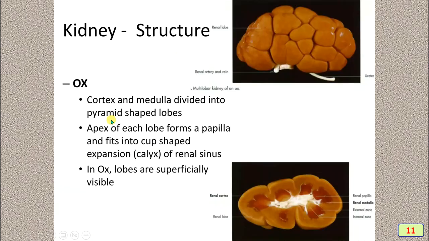The ox or cattle kidney has cortex and medulla. This is the renal lobe, then the renal artery and vein, then the white structure is the ureter. The kidneys are always multilobed in the ox, and the apex of the lobe forms a papilla that fits into a cup-shaped expansion called the calyx, especially in the renal pelvis, like the pelvis you can see, and the external zones, and it has multiple lobular kidneys.